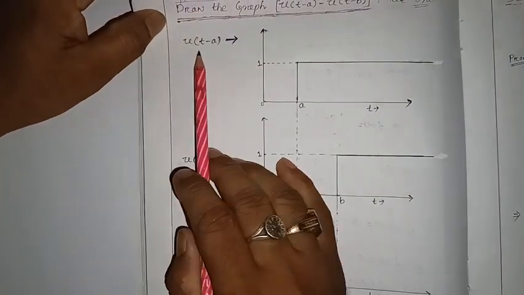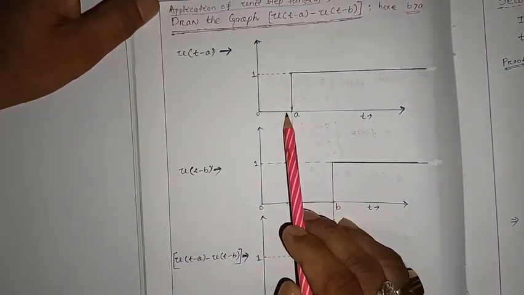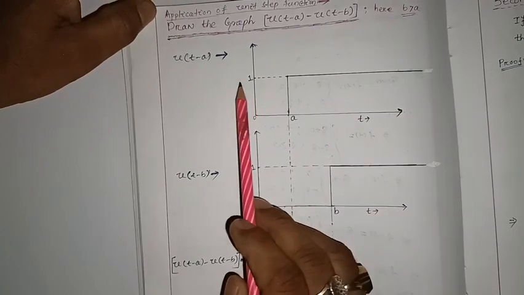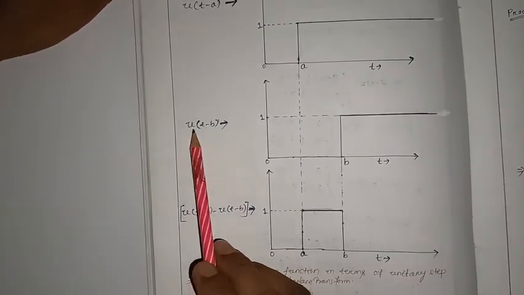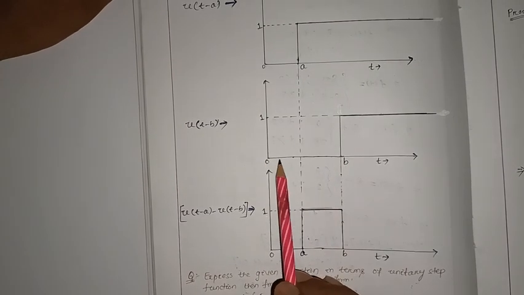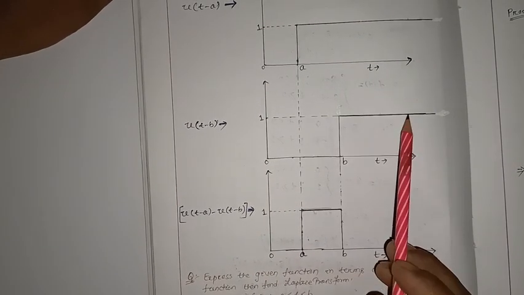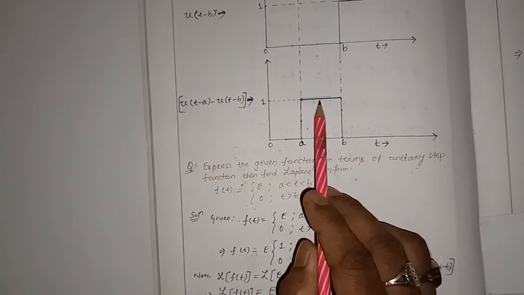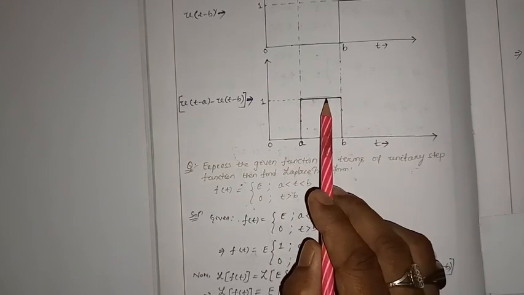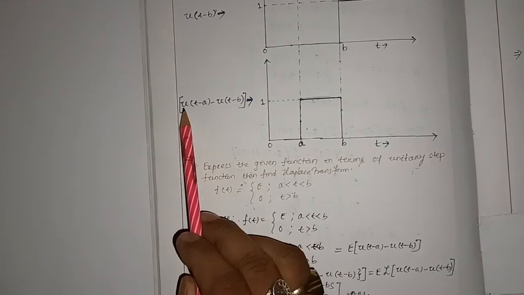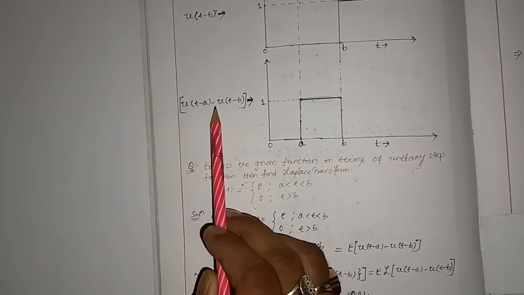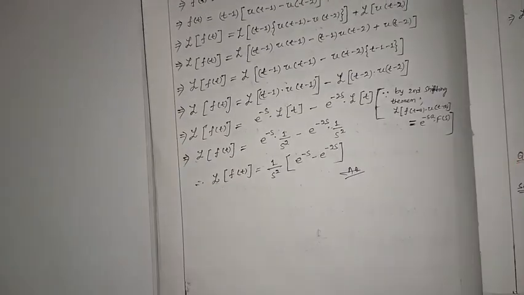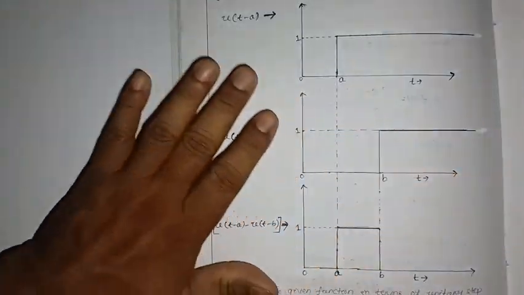However, u(t minus a) is 0 from 0 to a. After a, the value is 1. For u(t minus b), up to b the value is 0. After b, the value is 1. So if I subtract this from this, we get this much of the graph. So to represent this, we can write u(t minus a) minus u(t minus b). Likewise, the given limits and corresponding values can be written using this. Okay.